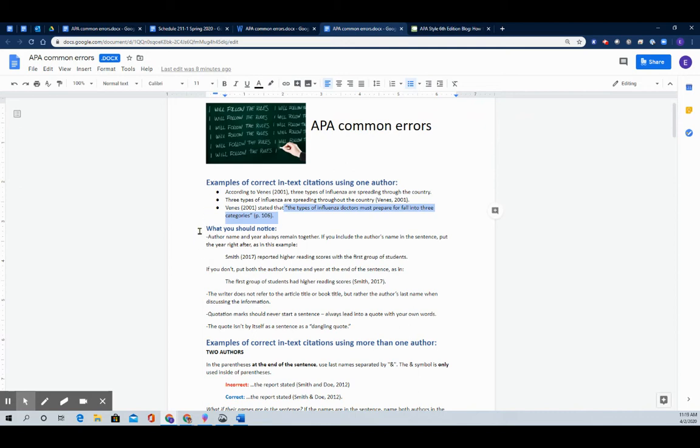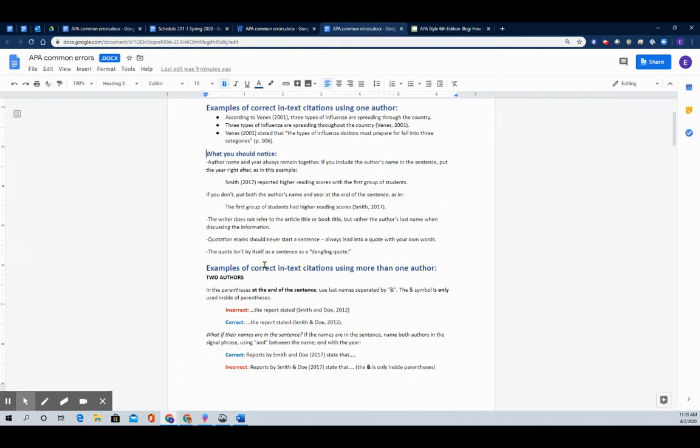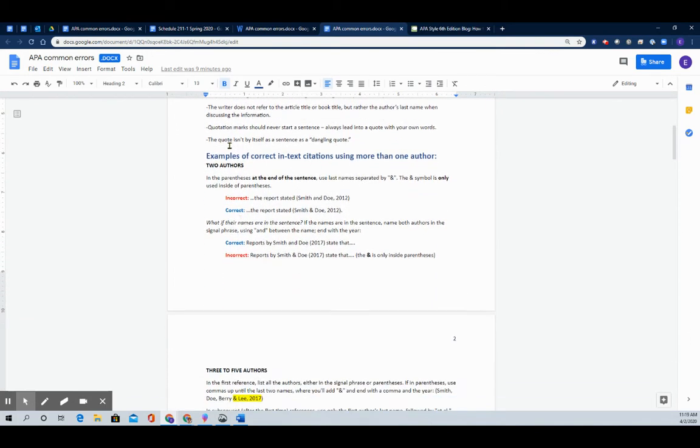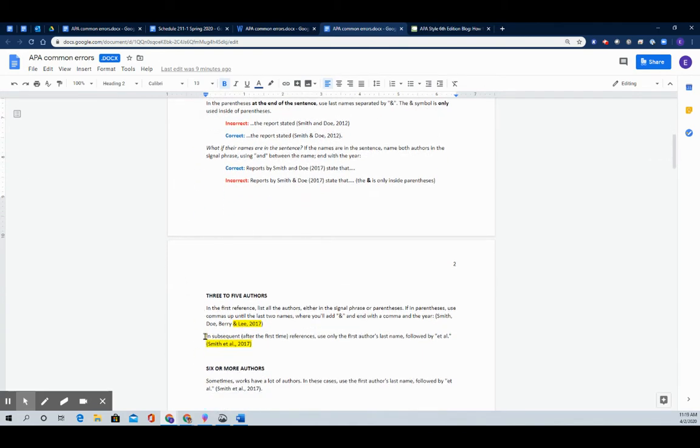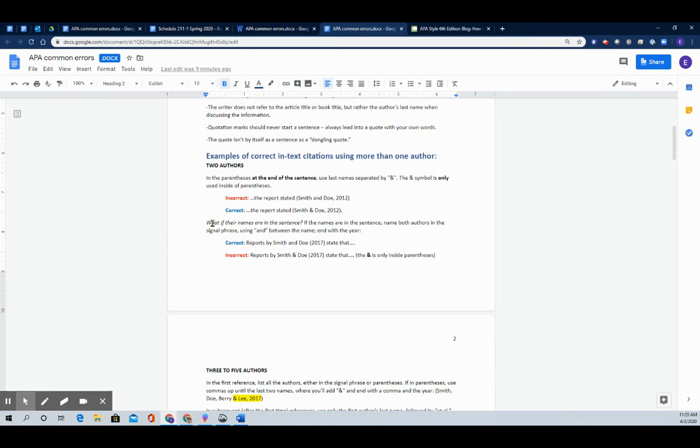I thought I would begin with something that you should go and scan for when you're proofreading within your annotations, and later on in your proposal, you'll be writing out sentences and you'll have references like you have here. The next part of this document covers examples of correct in-text citations using more than one author. I did it with examples of 2 authors, 3 to 5 authors, and 6 or more as you go down through. I tried to make this as easy as possible to read by setting it up with incorrect and correct examples.